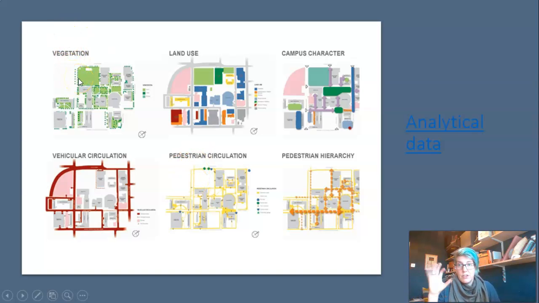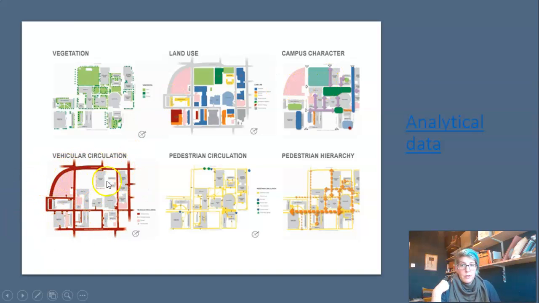This one shows the vegetation or the green infrastructure. This one shows land use. This is character. So this is sort of talking about not quite as descriptive, but a little bit more analytical. So what's the character of an area? Is it a social space? Is it predominantly a traffic space, an area for sort of traffic movement, that kind of thing?